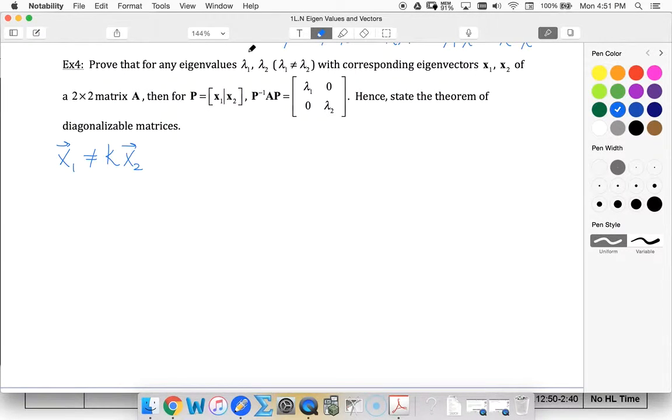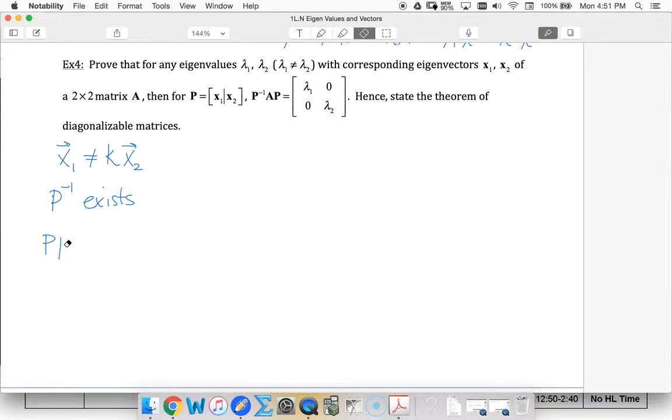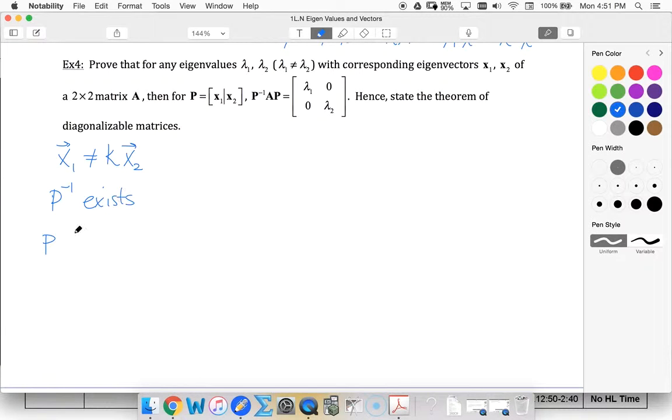I can only get one eigenvector from one eigenvalue. So if these two are going to be independent from each other, that means that P inverse exists, which of course means that P times P inverse, or P inverse P, let's put them that way, is going to be equal to the identity matrix.